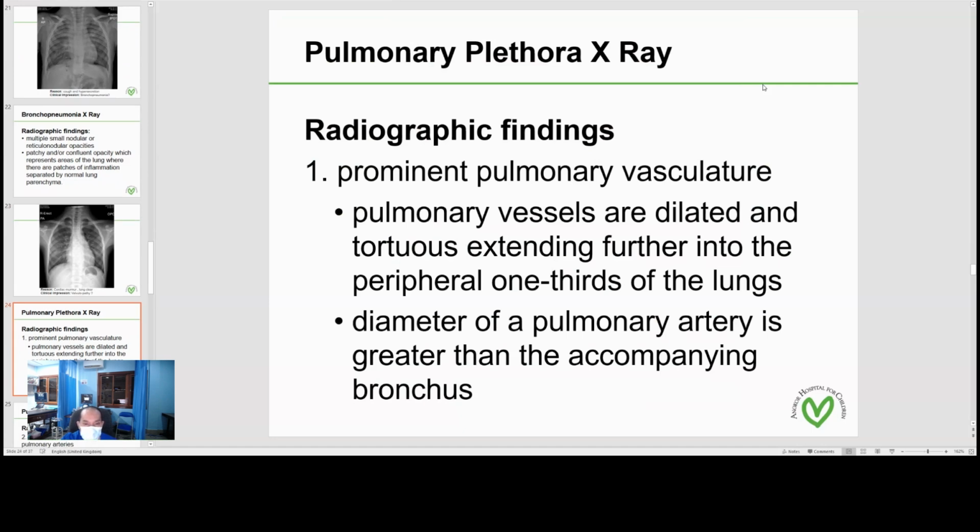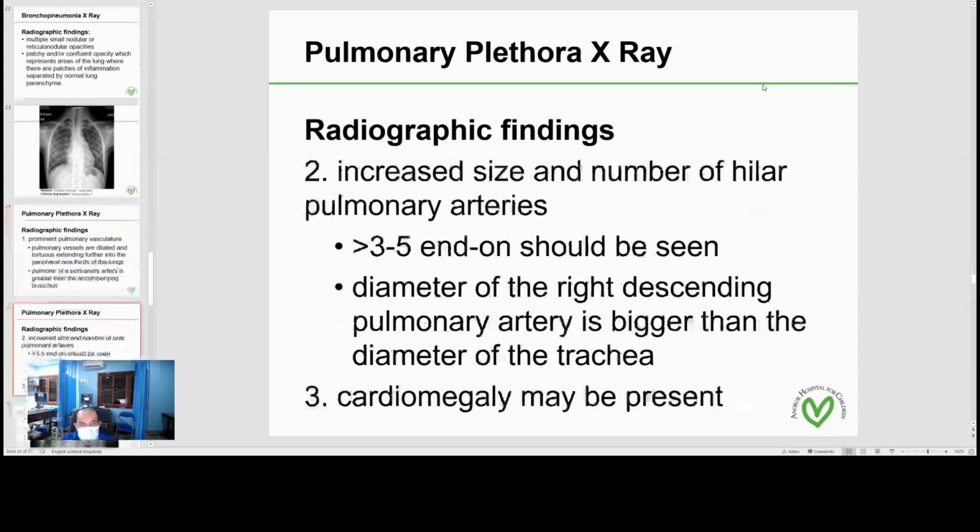So what can we find in pulmonary plethora on the chest X-ray? First of all, we can see prominent pulmonary vasculature, with pulmonary vessels dilated and extending further into the peripheral one-third of the lung. The diameter of a pulmonary artery is greater than the accompanying bronchus. Second is increased size and number of hilar pulmonary arteries. The diameter of the right descending pulmonary artery is bigger than the diameter of the trachea. And the third is cardiomegaly may be present.